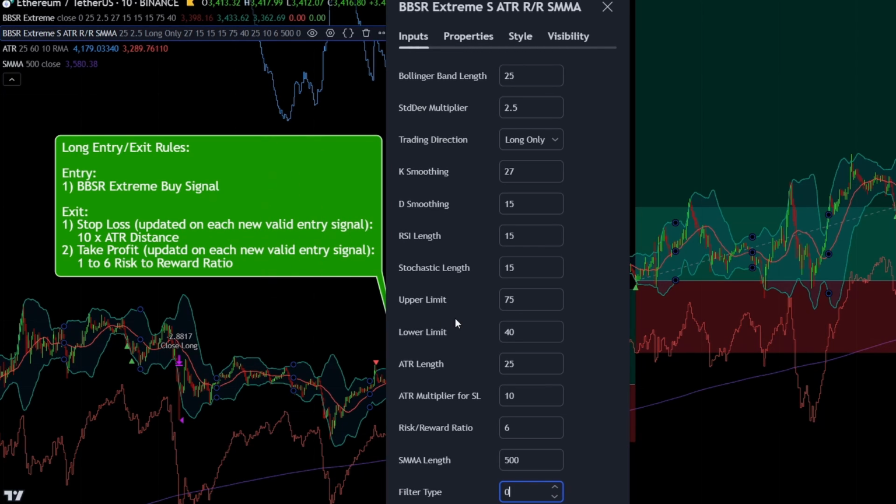And now, let's take a look at the backtest results for ETH USDT. Then I will show you another optimization that I made for EUR USD.